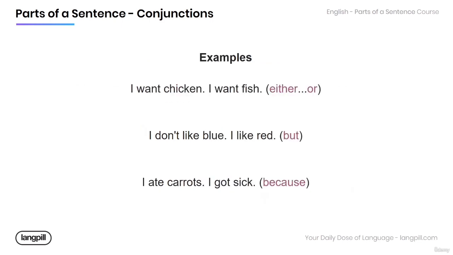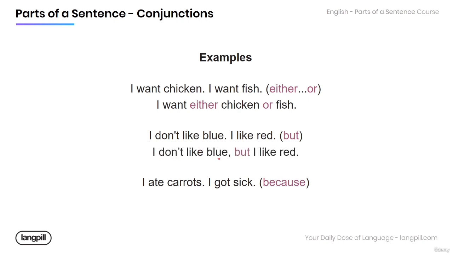So here we have some examples. We'll do these together. We're going to use some of these conjunctions and join these sentences together. So our first one, I want chicken, I want fish. We're going to use either or. To change this sentence, we write, I want either chicken or fish. You can see we took out this extra I want, and put either before chicken and or before fish. Next we have, I don't like blue, I like red. For this sentence, we have, I don't like blue, comma, but I like red.